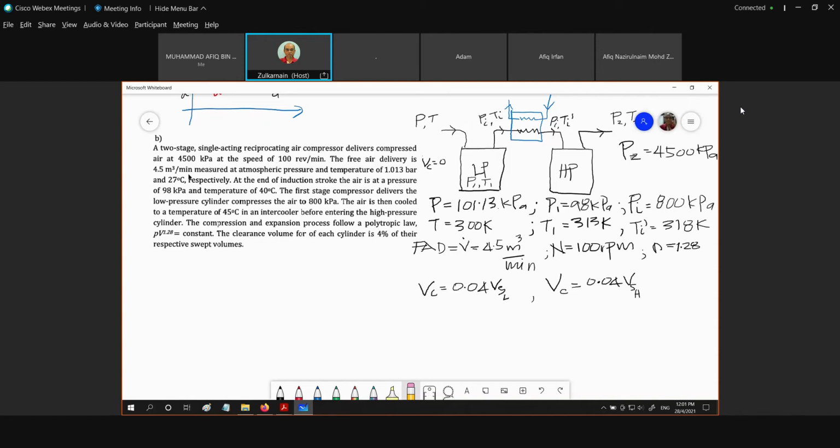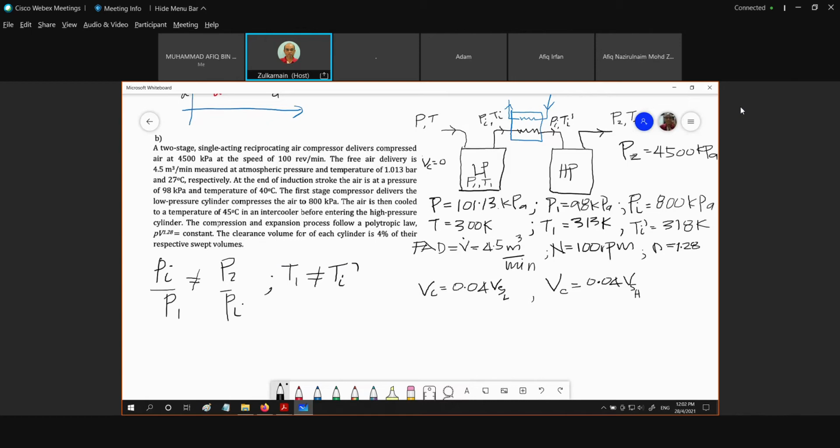So in our case, we are looking at the case whereby Pi over P1 is not the same as P2 over Pi. Okay, they are not the same. And also we are getting that T1 is not equal to Ti prime.